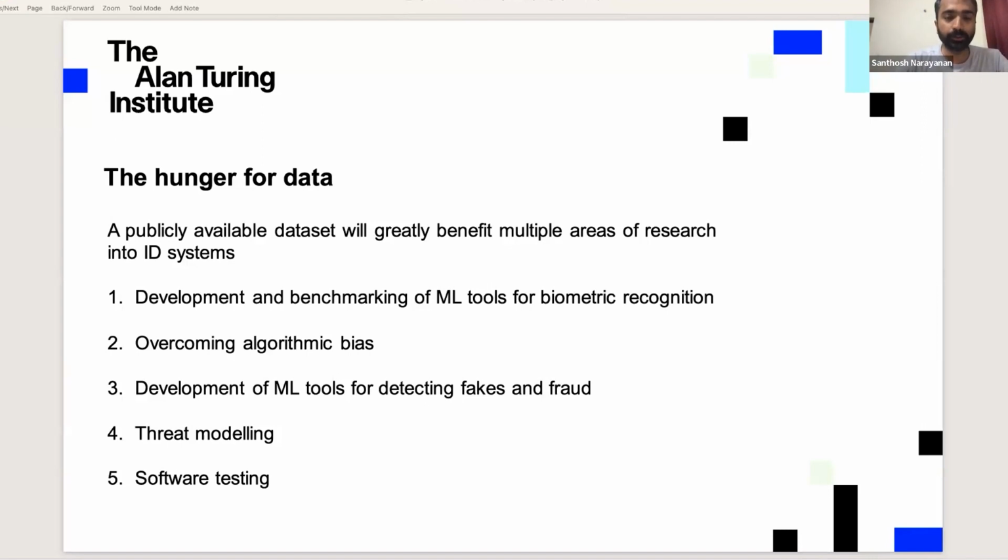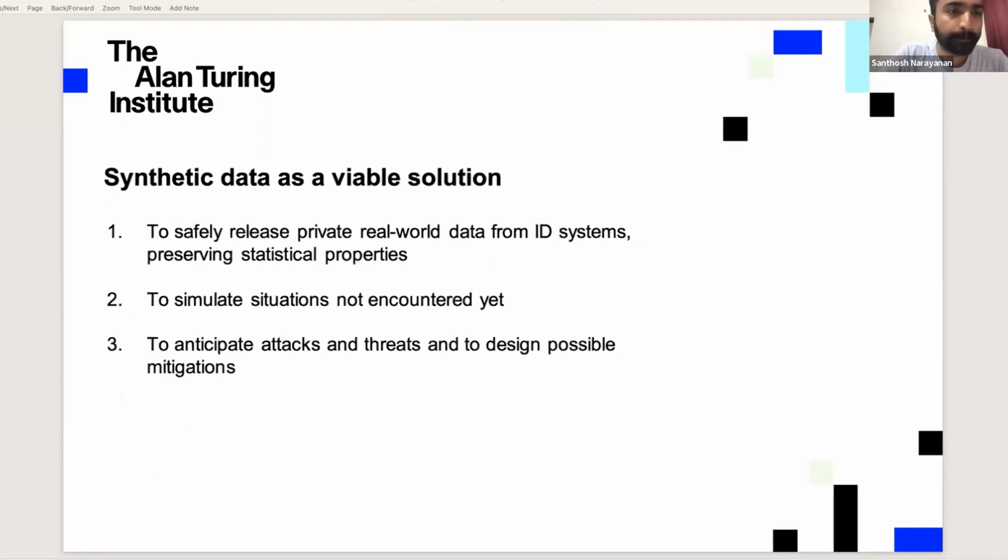And then beyond that, we do need a lot of data for developing tools that can detect fraud, as well as fake biometrics that are key to keeping the systems secure. And also other use cases not really going to be covered in this presentation, but data is also required for modeling threats to these systems, as well as general purpose software testing use cases. Okay, so we need a lot of data, and we need it for all of these different reasons.